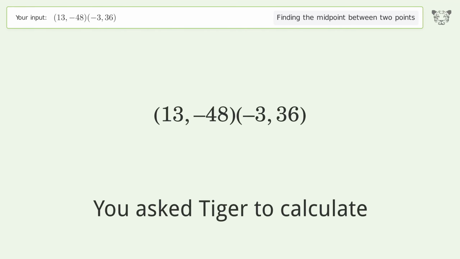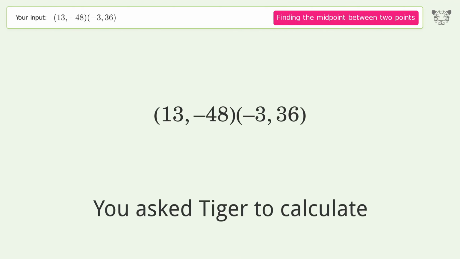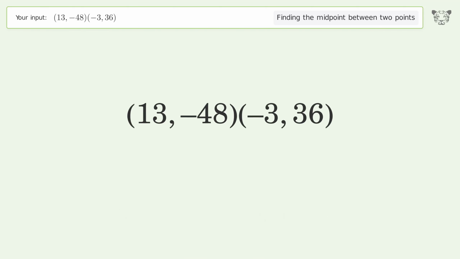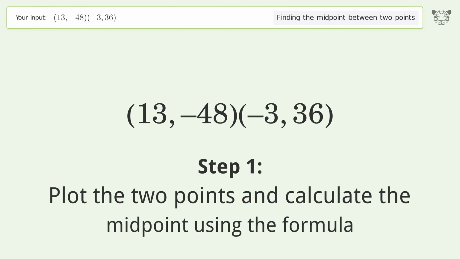You ask Tiger to calculate. This deals with finding the midpoint between 2 points. The midpoint between the 2 points is 5, -6. Let's solve it step by step. Plot the 2 points and calculate the midpoint using the formula.